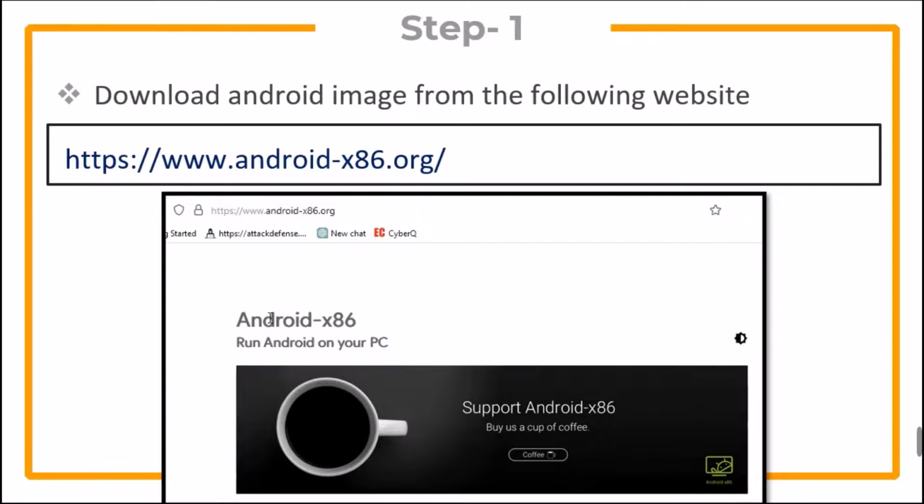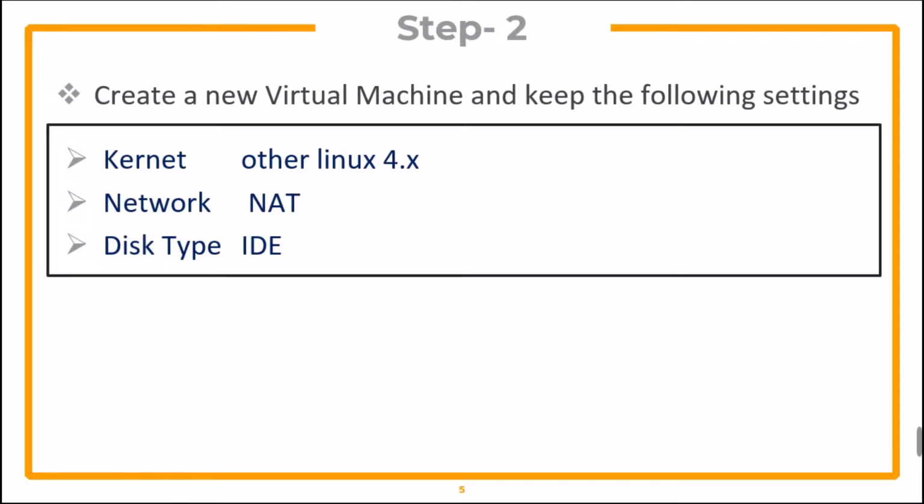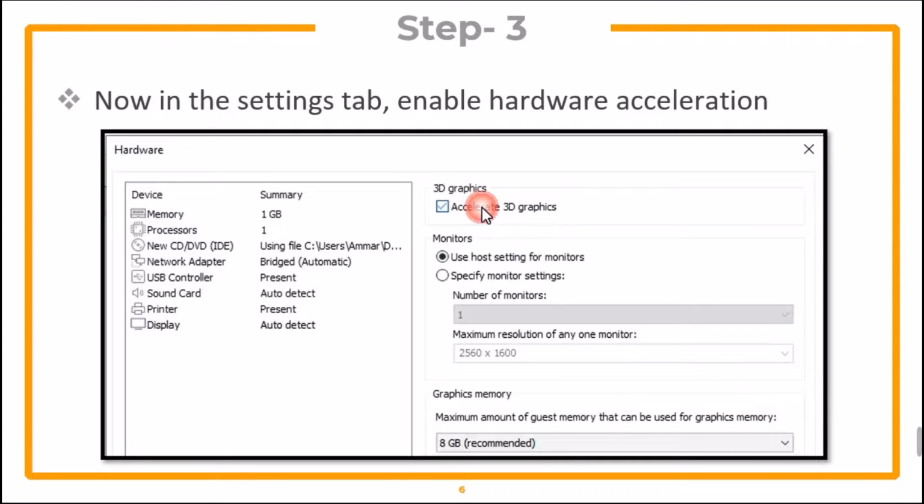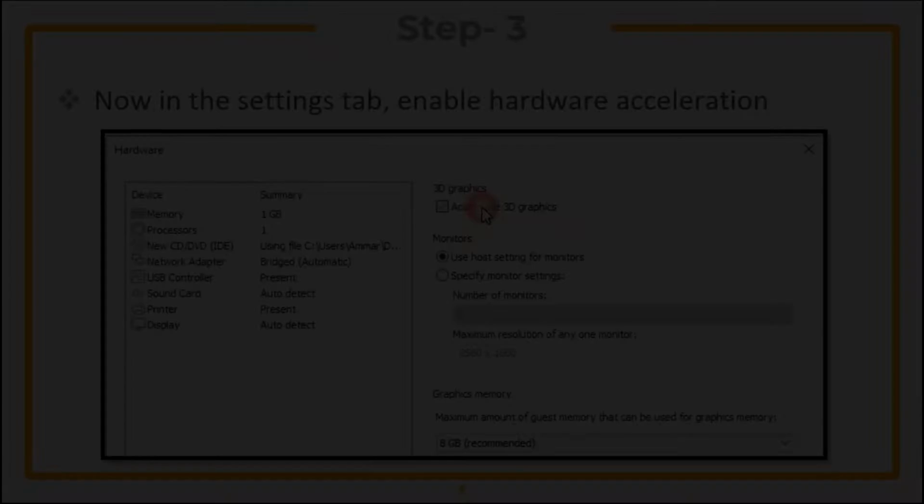In the first step, download the Android image from the following website. Now create a new virtual machine and ensure that you keep the following settings. Just keep the kernel at Linux 4.x, network as NAT, and disk type as IDE. Now in the settings tab, enable hardware acceleration.